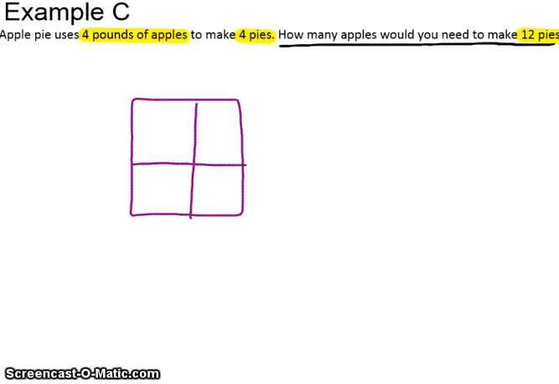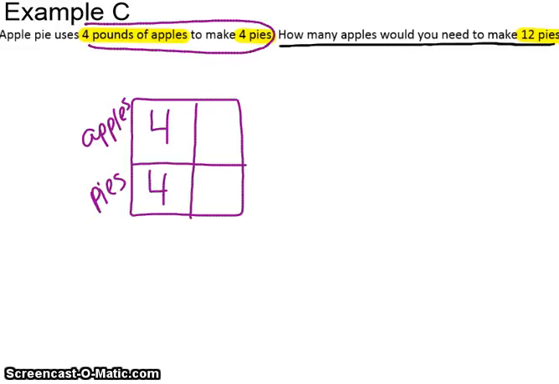And what I want to do is label my units on my box. So I know that I'm talking about apples and I'm talking about pies. So I'm going to put apples and I'm going to put pies. So it's going to take 4 pounds of apples to make 4 pies. If you notice, this is all in the same sentence, and because it's in the same sentence, I know it needs to go on top of each other in my box. So make sure that you keep that in mind in order for you to set up your proportion correctly.